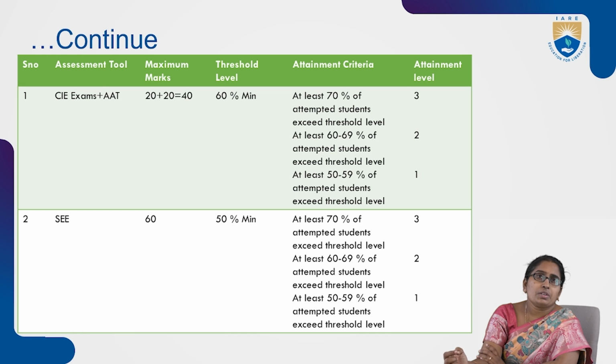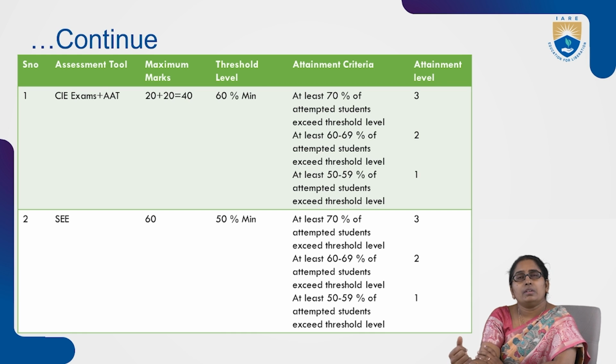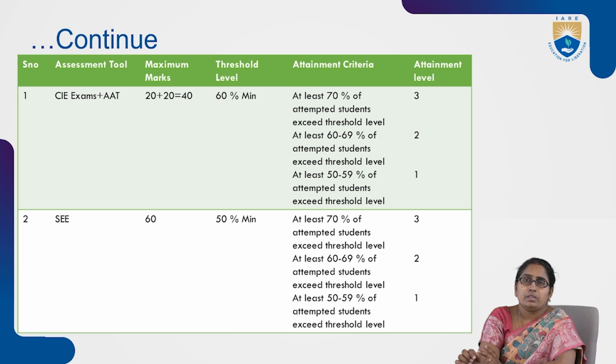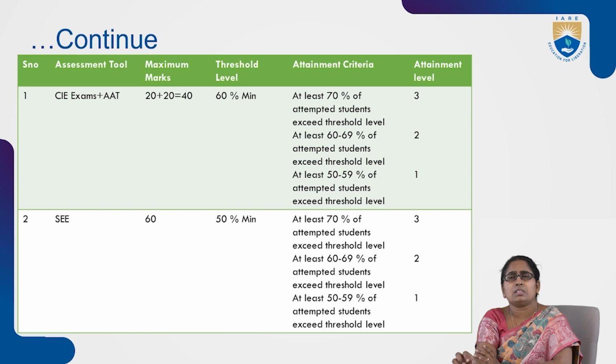Next, about semester end exams, the maximum marks are 60, and the threshold level here they take is 50% minimum. Here the attainment level is given as high, 3, when at least 70% of attempted students exceed the threshold level, level 2 is given when at least 60 to 69% of attempted students exceed the threshold level, and level 1 is given when at least 50 to 59% of attempted students exceed the threshold level.